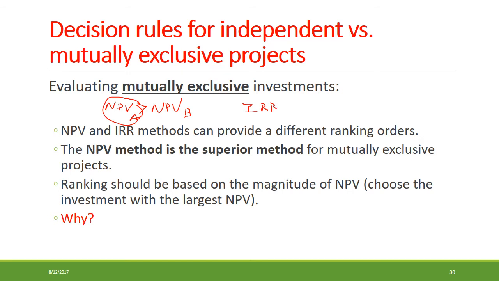Similarly, with the IRR method, the IRR shows us the rate of return on the project. So if the rate of return of project A is higher than the rate of return of project B, we then pick project A. So with mutually exclusive investments, we have a preference here for which investment gives the best option.